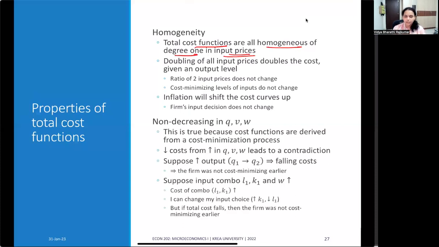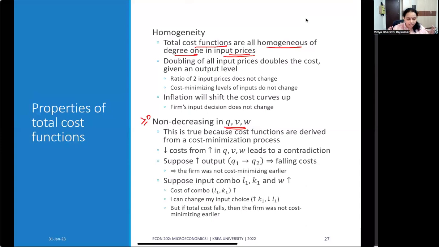The second important property is that it is non-decreasing in Q, V, and W. By non-decreasing, what I mean is that the change in costs for any increase in Q, V, or W will be greater than or equal to 0. It will never be less than 0. So think about it, right? If there is any increase in the output, if you are producing more output, and V and W don't change, to produce more output you need to buy more of the inputs, right? And that should push your costs up.